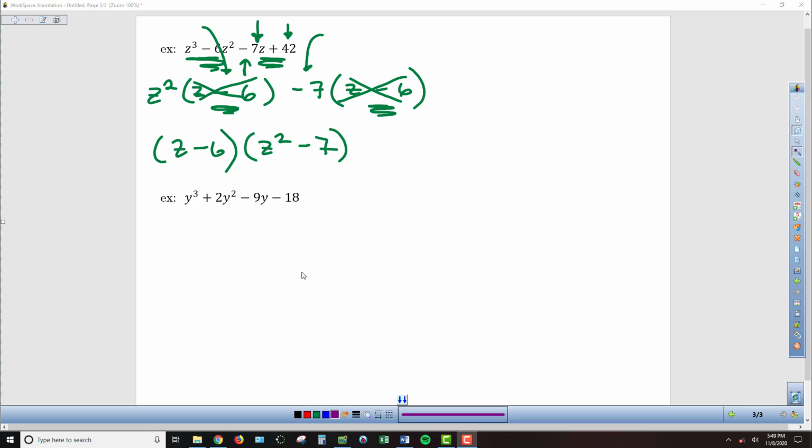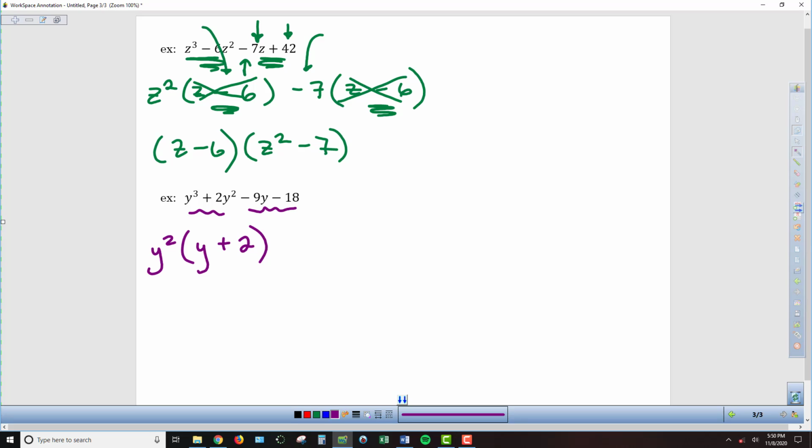So in the last one, again, step 1, I need to undistribute from those first two terms. So hopefully we can see that y squared is the common factor. So y squared times y will get me back to y cubed. Y squared times 2 will get me back to 2y squared. Now I need to factor from the second set of terms.